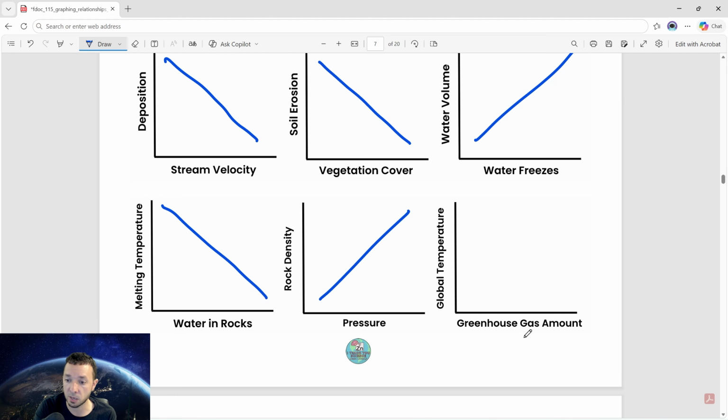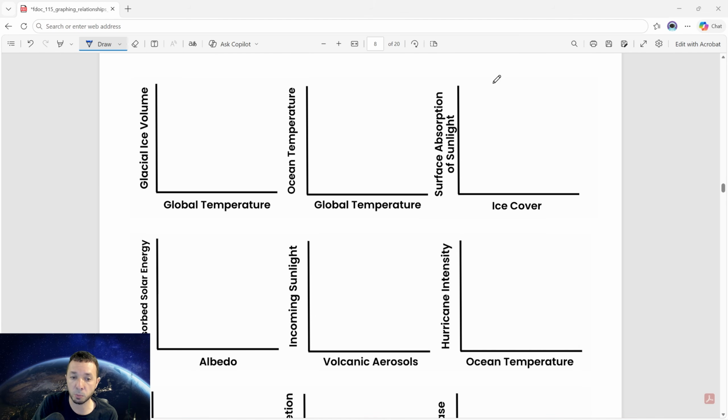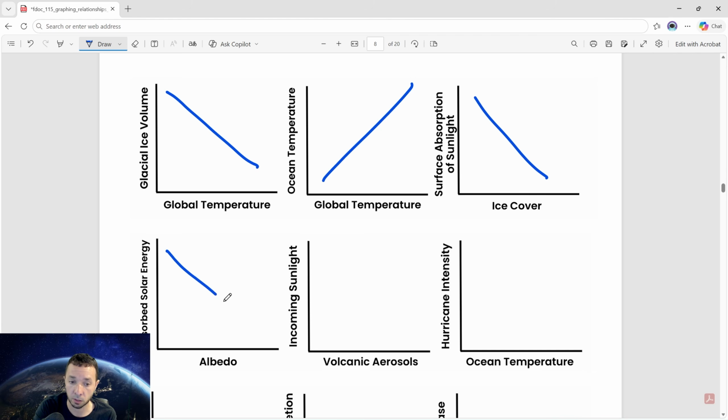It should increase. If there's more greenhouse gases, what should happen to global temperatures? It should increase. If global temperature increases, glacial ice volume should probably drop. If global temperature increases, the ocean temperature will rise as well. If ice cover decreases, the surface absorption of sunlight will decrease. If albedo increases, the absorbed solar energy would go down.